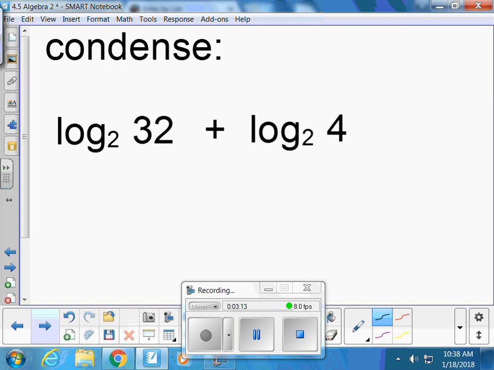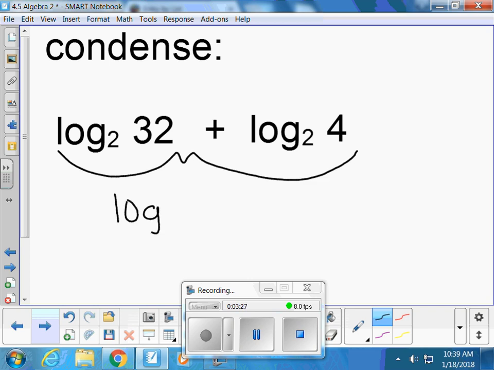Let's try this one. Are they both the same base? Are they both the same type of logarithm? Yes, they're both base 2 logarithms, so we are allowed to condense them into a single logarithm. Since they are adding, I will do multiplying. I will multiply the 32 times the 4. What is 32 times 4? 128. So it's condensed. Very good.